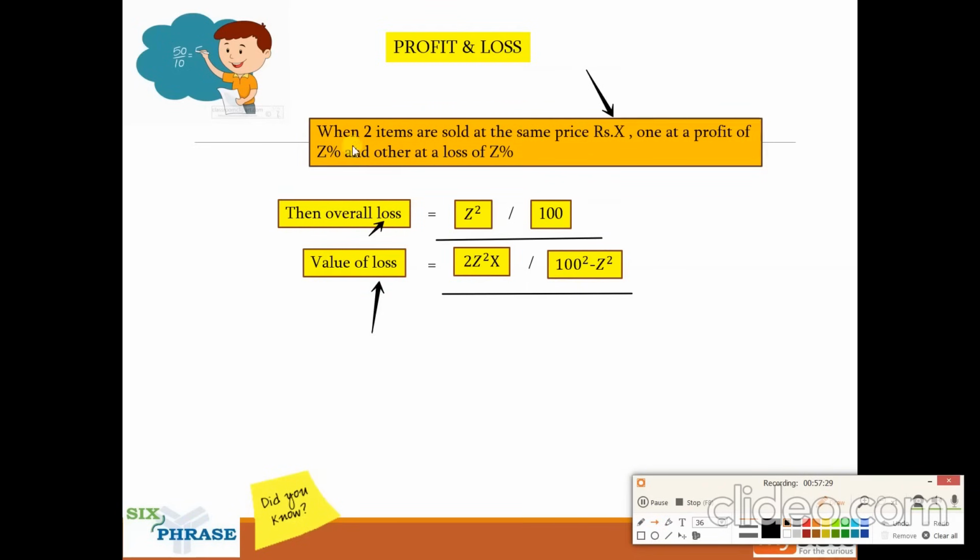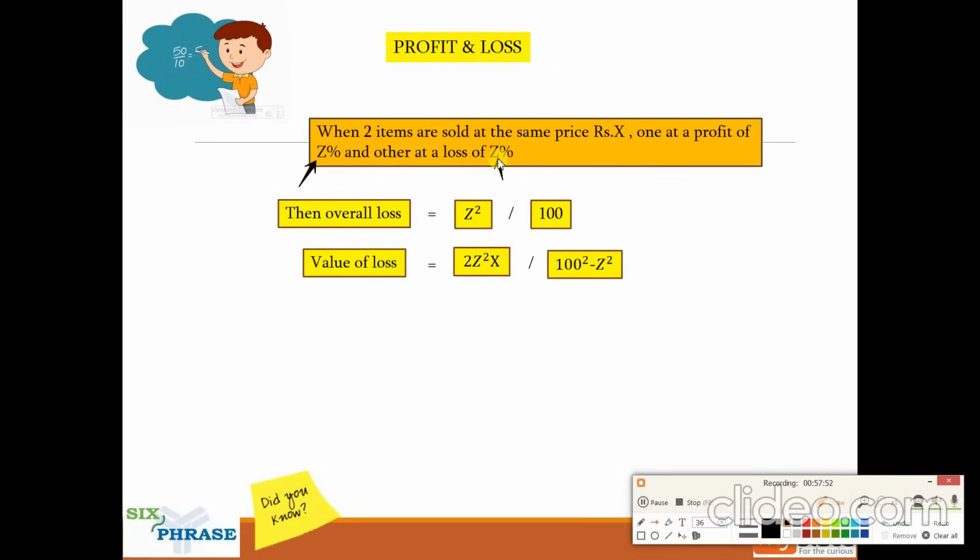Now, when two items are sold at the same selling price, what if the two items are sold at the same cost price, and one item is sold at a profit of Z percentage, and the other item is sold at a loss of Z percentage?